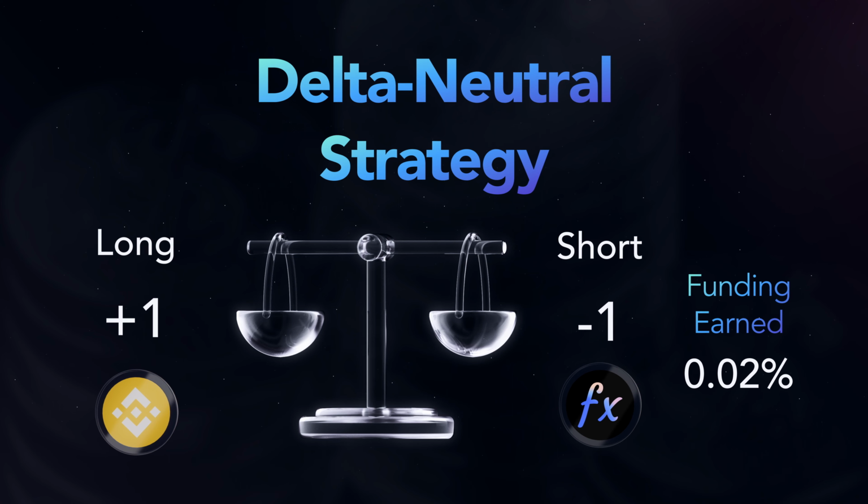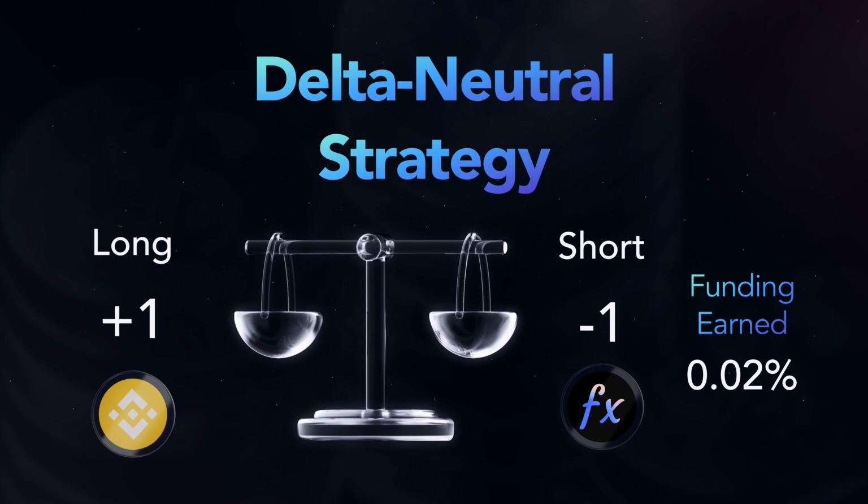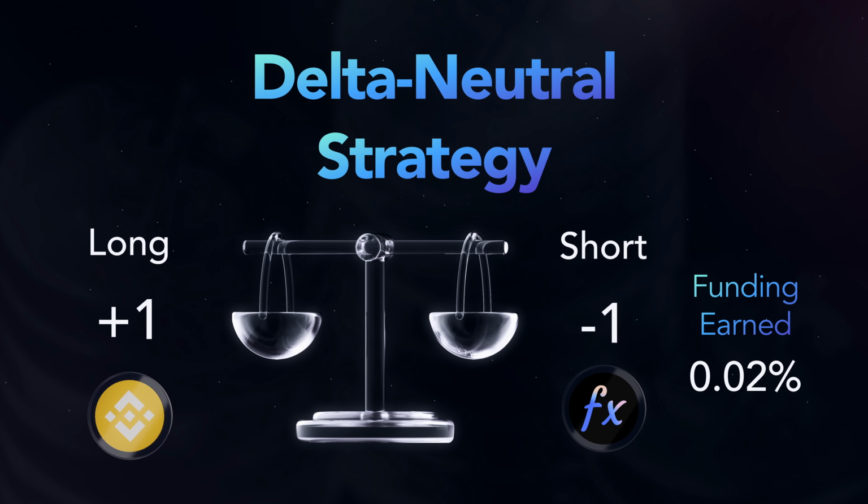A funding rate arbitrage trade can thus be executed by going long the ETH perp on Binance and shorting the same size on Polynomial to earn a total funding fee of 0.02% per hour while also remaining delta neutral.